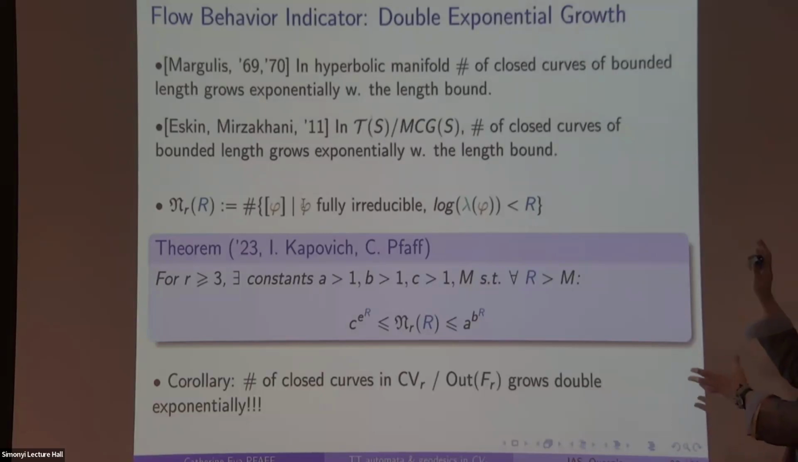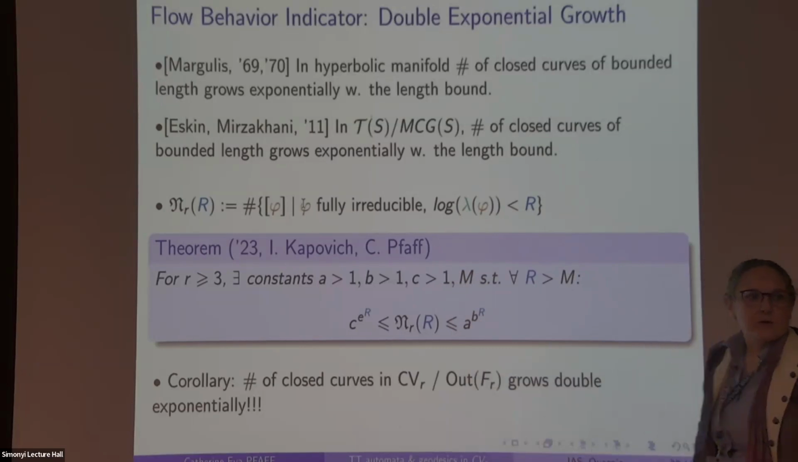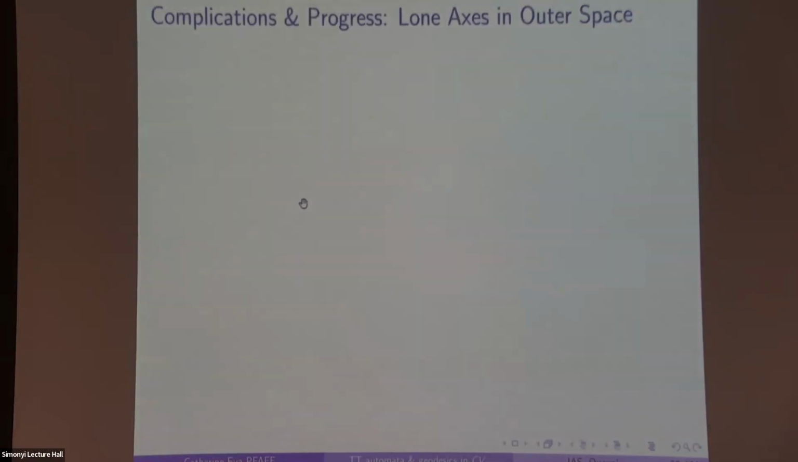Okay. So what this result tells me is that there are way too many geodesics. One thing I think about is, can we restrict what we're looking at? Because this isn't even looking at all of the axes for the fully irreducibles. This is conjugacy classes of fully irreducibles.